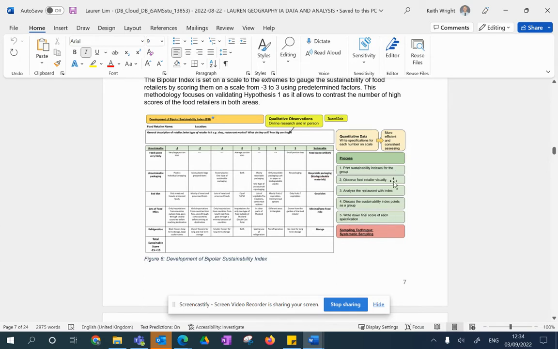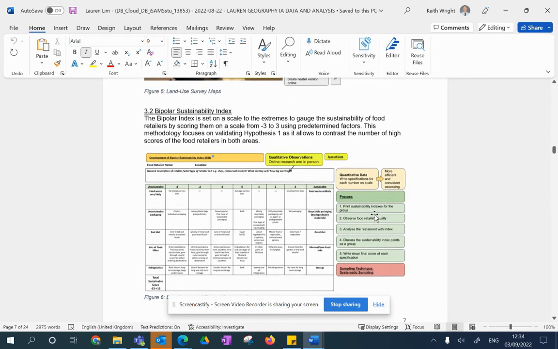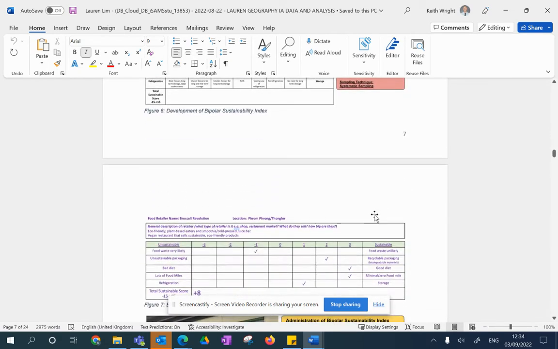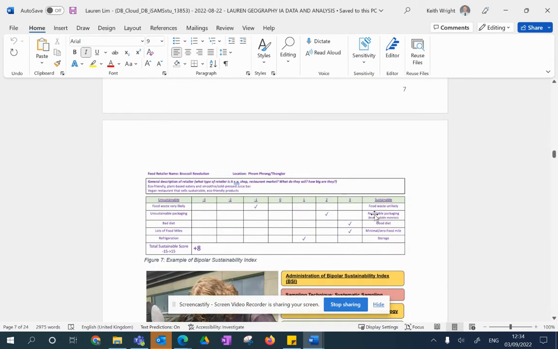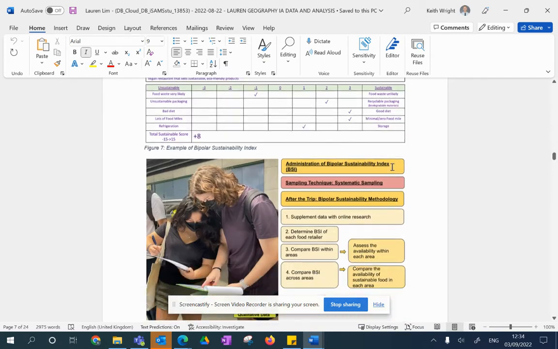Print it, observe, walk along the study area, observe, visually analyze the restaurant as a group, record the data on the bipolar survey. So make sure that no areas are missed out. As I said before, a good methodology is one where you can just give it to another student and they can follow your instructions exactly.